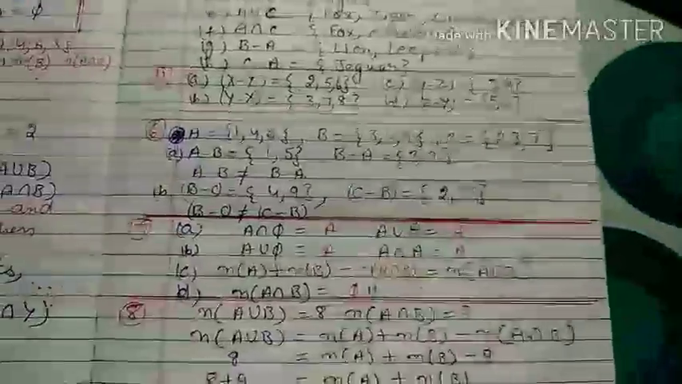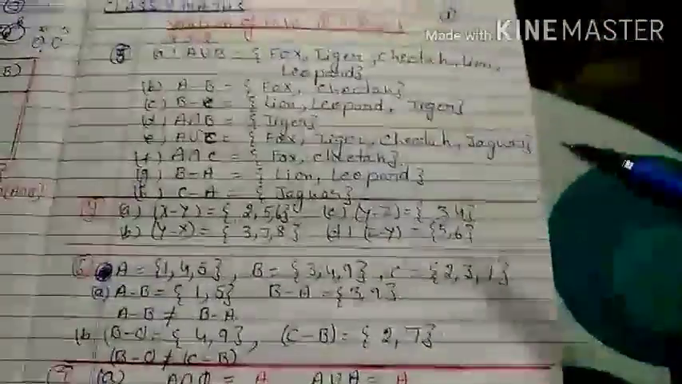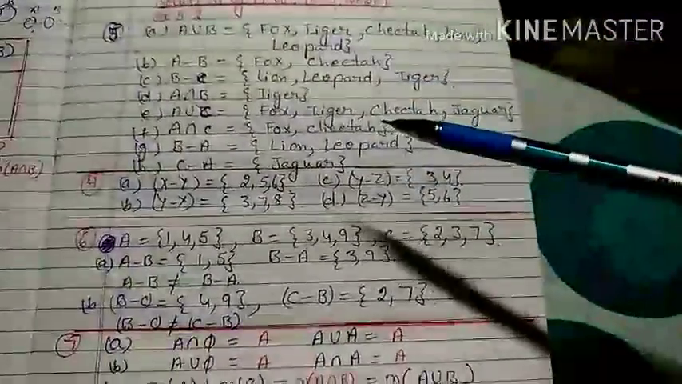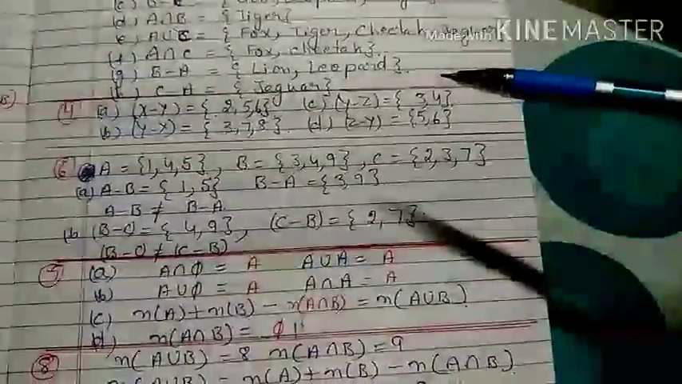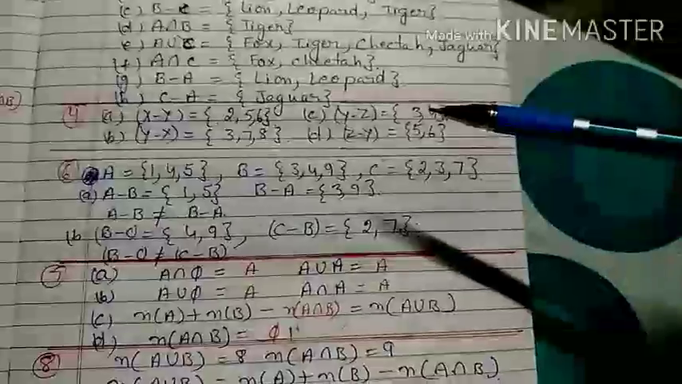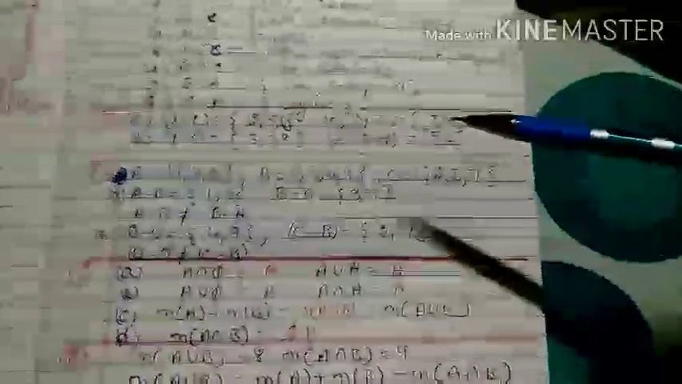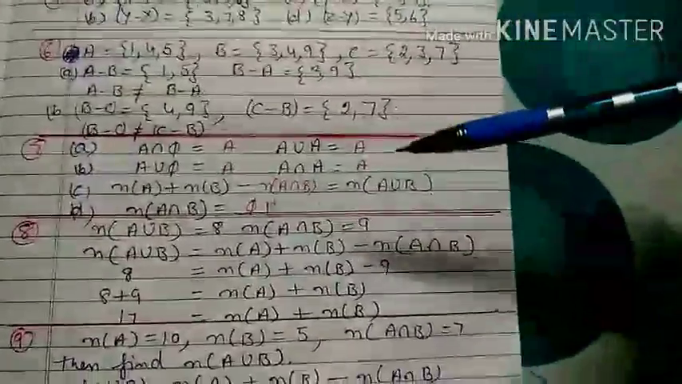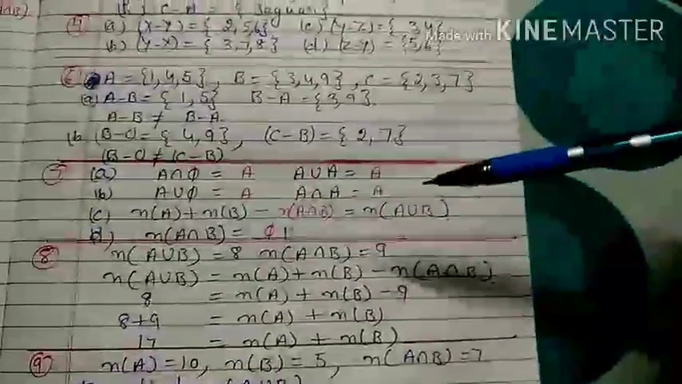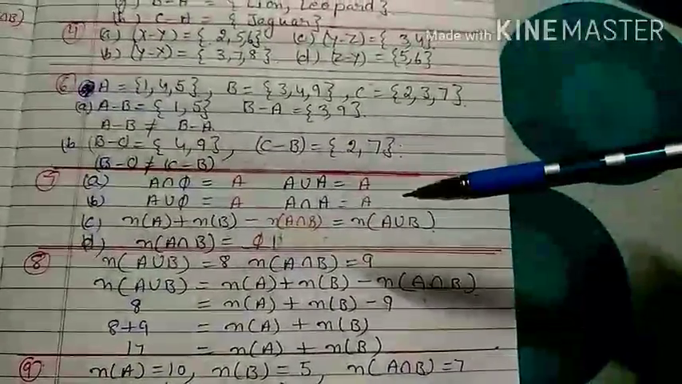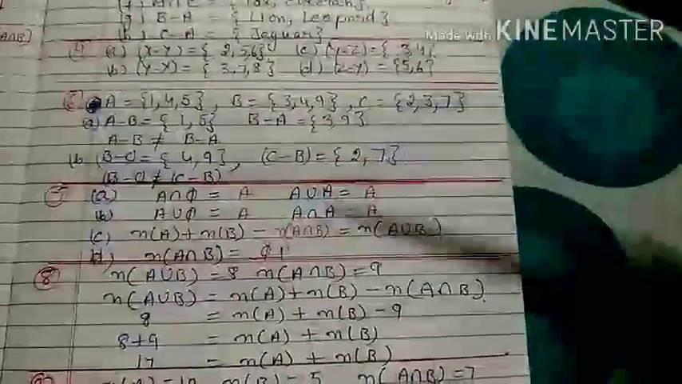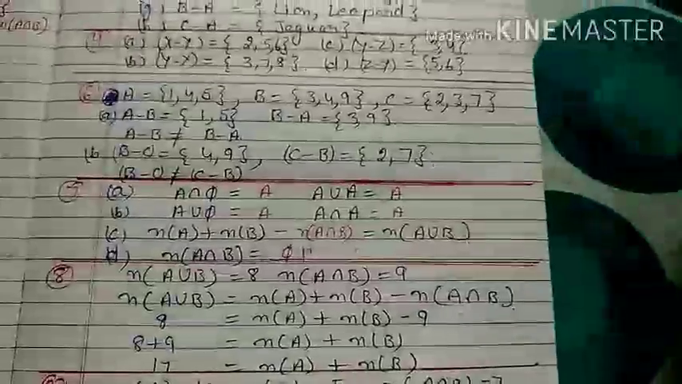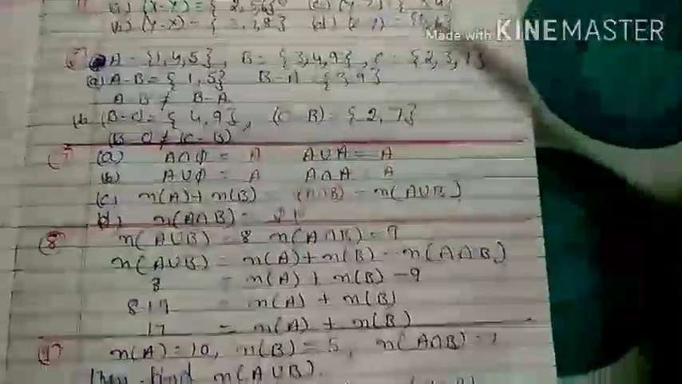Now your exercise 5.2, third question. You have to identify according to A union B, the difference of sets, and the intersection of sets. Also in your fourth question, a set is given, you have to find the difference of sets. In the sixth question, you have to verify whether A minus B and B minus A are the same or not. Generally it can be the same or it cannot be the same, that you have to verify.